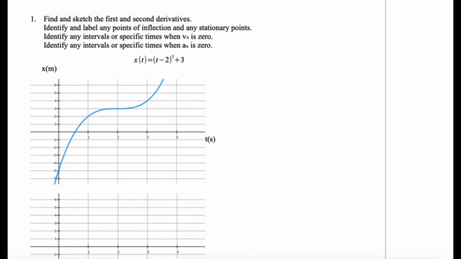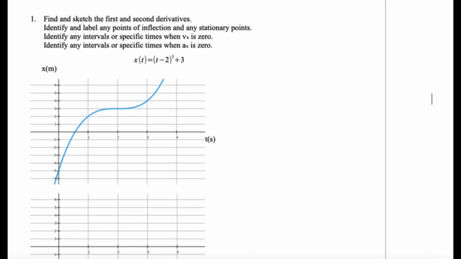The graph pictured shows the position versus time for an object. The motion here is fairly complex because we see that it's not just a horizontal line or a straight line even. This is a curve. So there's a lot going on with this object's motion. Now I'm going to do the first derivative test and the second derivative test.